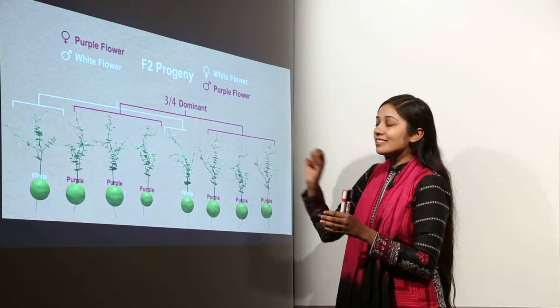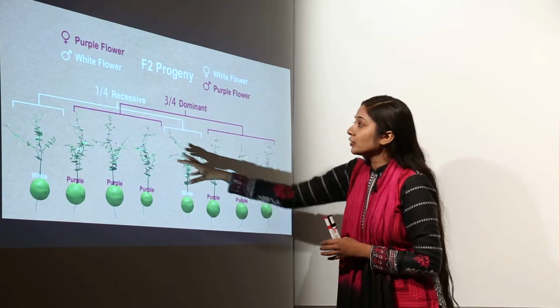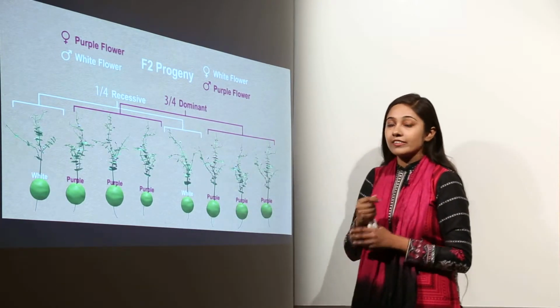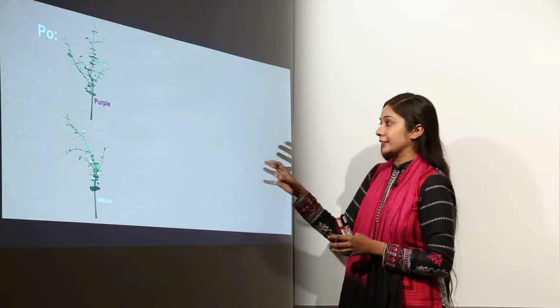So the ratio is 3 to 1. Three plants were showing the dominant trait, and one plant was showing the recessive trait. That means it was showing white flowers.